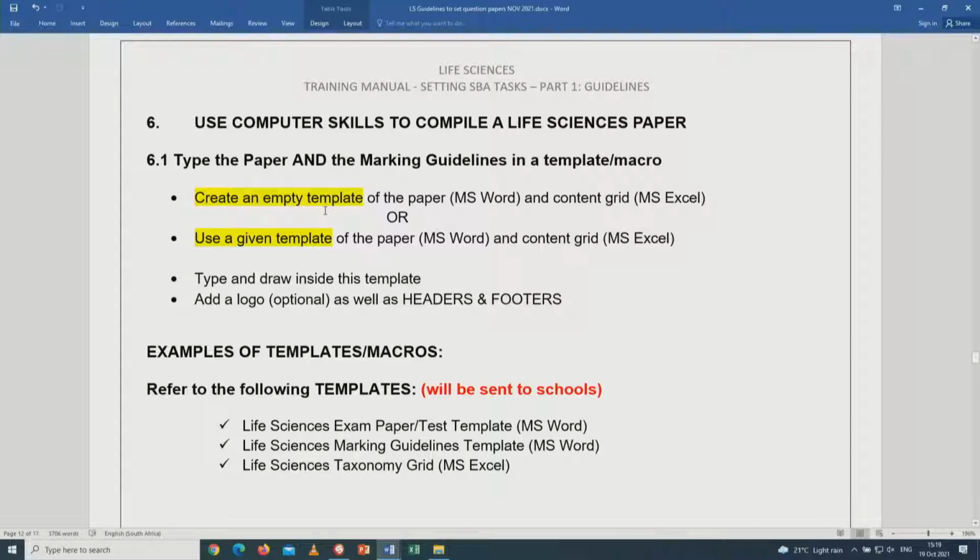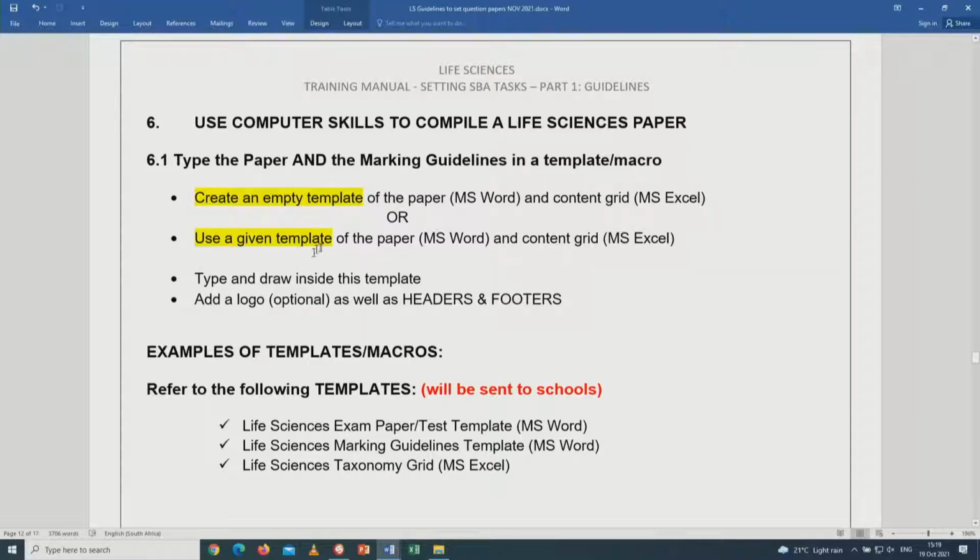And I know there are some subjects that don't like this, that say, no, we are not typing inside these things. If you are comfortable without using this, I'm glad, but be careful, because things are jumping around in Word. They jump below, they jump on top, they get spaces in between them, and your aligning and things are not proper. But you decide. You can create an empty template of the paper in Word or the content grid, as I just showed you in Excel.